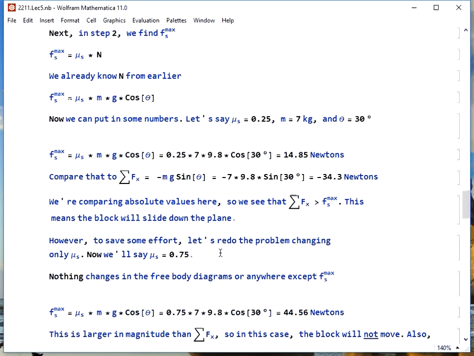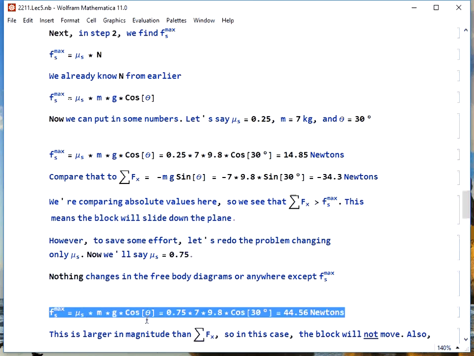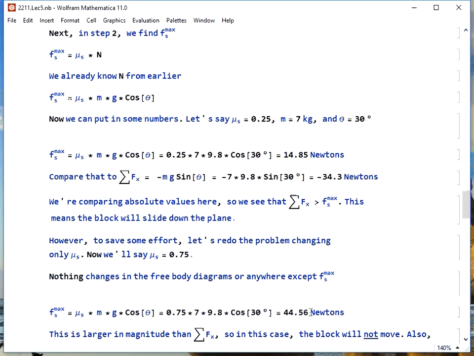Now what if we'd had a different result? What if the plane is much stickier? Let's say mu s is 0.75 instead of 0.25. We don't have to redo anything except the Fs max calculation. When we do that and recalculate, we get 44.56 newtons.